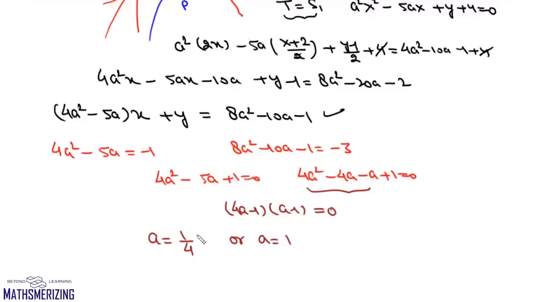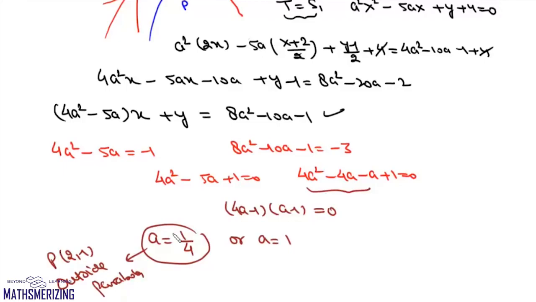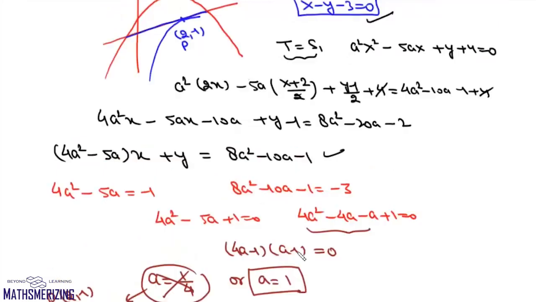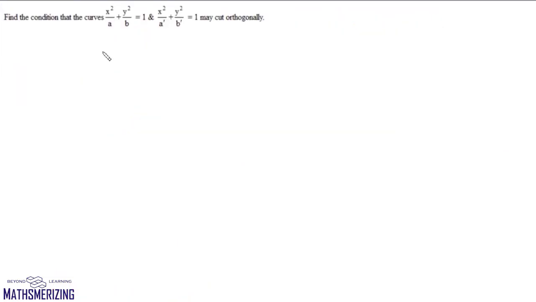Now if we choose a as 1 by 4, then this given point P (2, minus 1) lies outside the parabola. It cannot be the midpoint of the chord. So we'll discard a equals 1 by 4. So the only possible value of a in this case is a equals 1, and that is the answer to this question. Now here the question is, find the condition that these two curves may intersect orthogonally.